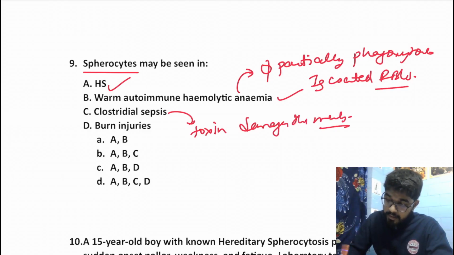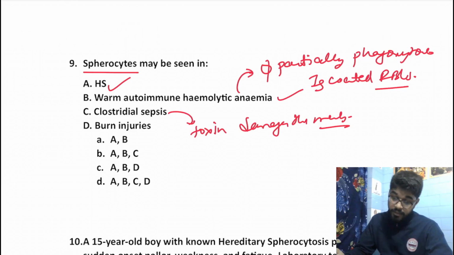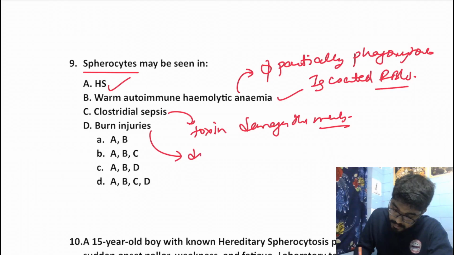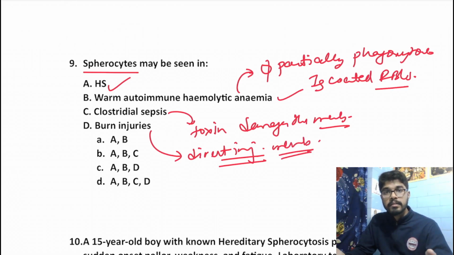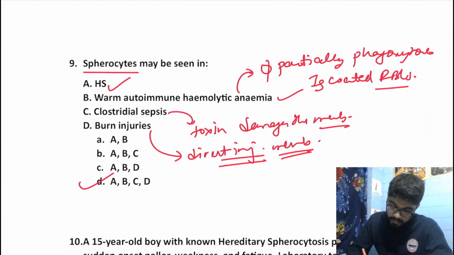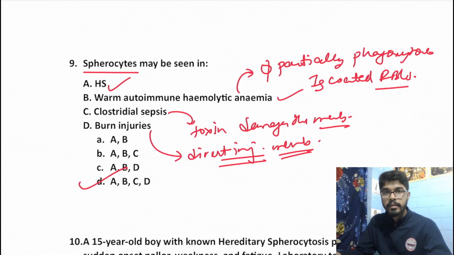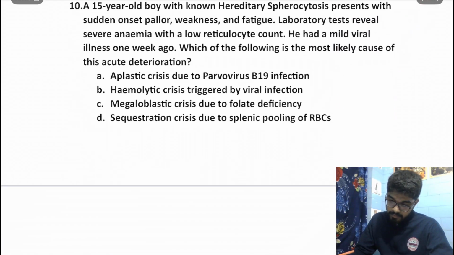the RBC membrane, thereby adding to the instability. That's why we can get spherocyte formation. Burn injuries, there is direct injury. Whenever there is injury to the RBC membrane, there would be instability, and instability would result in trimming of the membrane in the capillary bed, resulting in formation of spherocytes. That's why over here all of them are correct. Okay. Moving on to the next question.